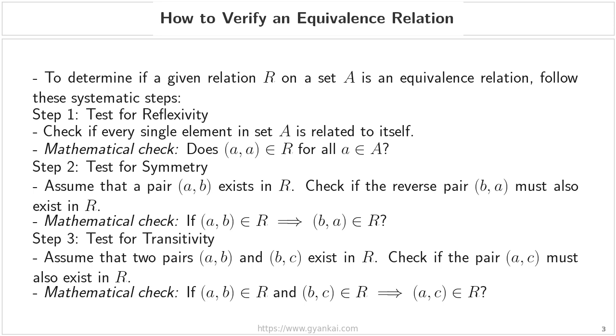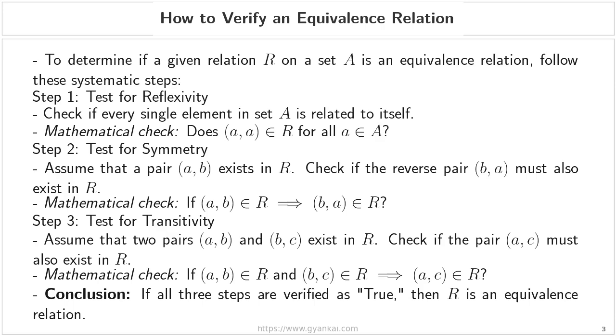To conclude, if all three of these steps are verified as true, then you can confidently state that relation R is an equivalence relation. If any one of these tests fails, the relation does not qualify. We will see how to apply this process in a real-world example in the next slide.